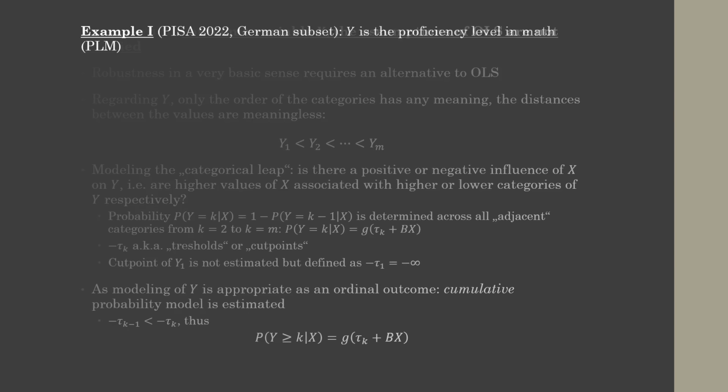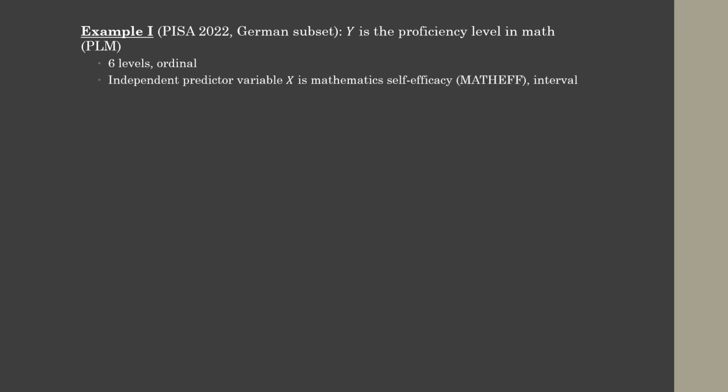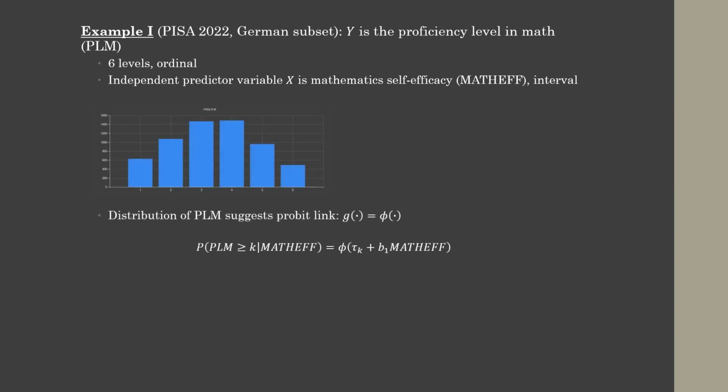Okay, then let's go through this with an example. I have selected the PISA 2022 data provided by the OECD, not the whole data from all participating countries, but the German subset only. As dependent ordinal variable, I use the proficiency level in the math domain. I define 6 levels. For the ease of demonstration, I use just one independent variable, specifically the mathematics self-efficacy of the students. By having a look at the distribution of the dependent variable PLM, the probit link function seems appropriate to model PLM.